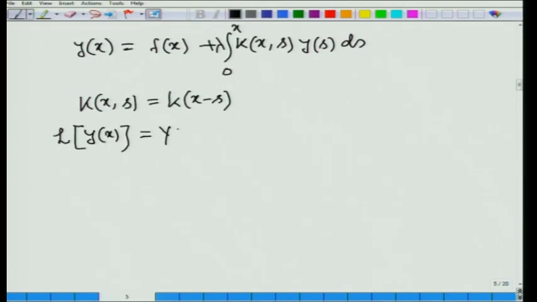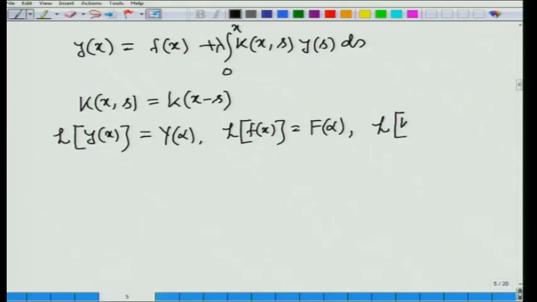Suppose the Laplace transform of y(x) is denoted by capital Y(alpha). As usual, the Laplace transform of f(x) is denoted by capital F(alpha), and the Laplace transform of small k(x) is denoted by chi(alpha).